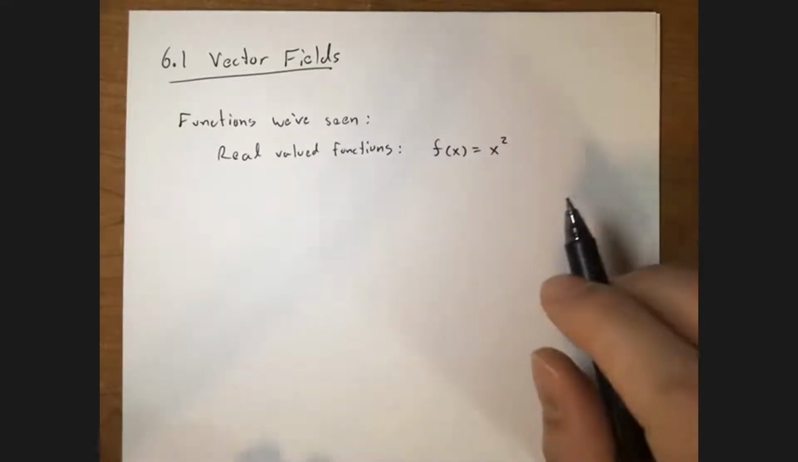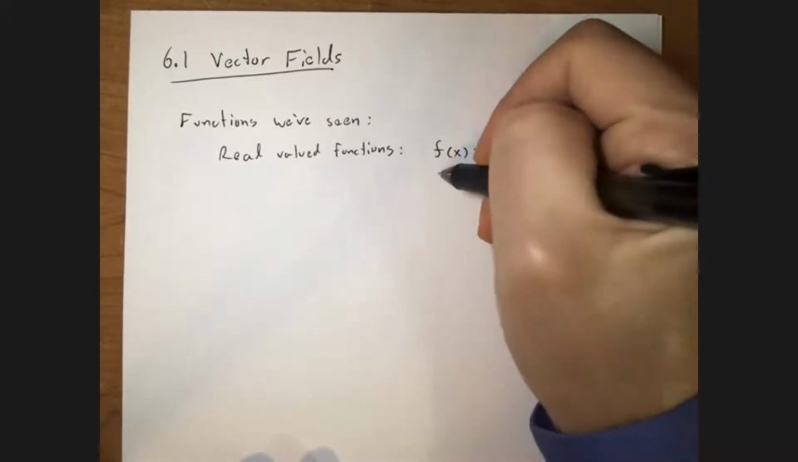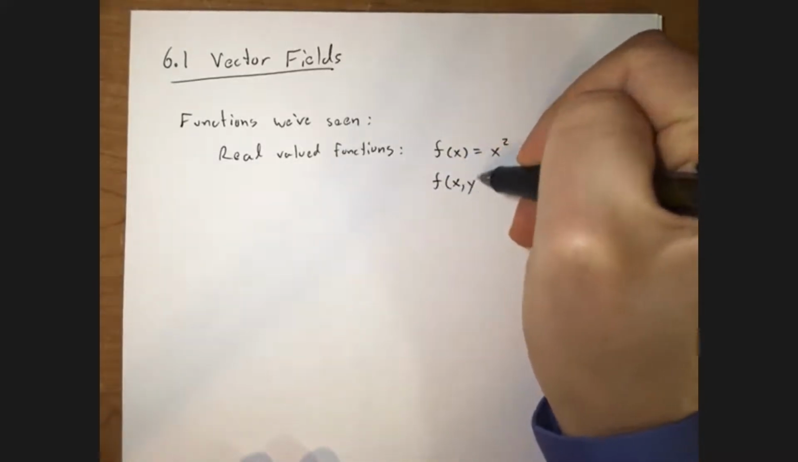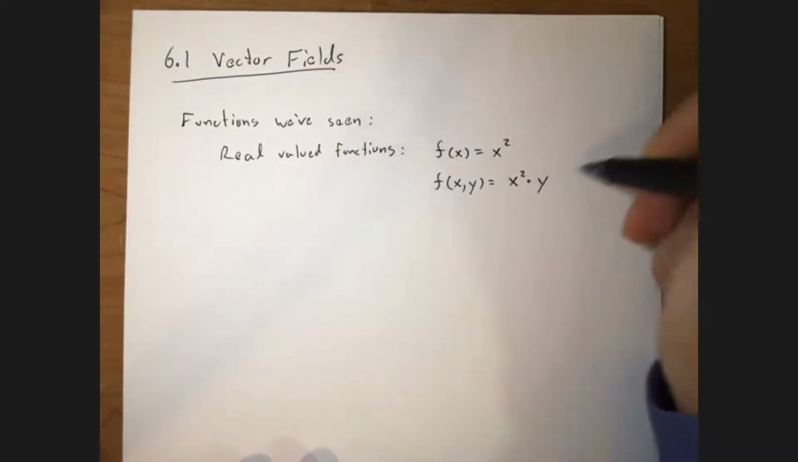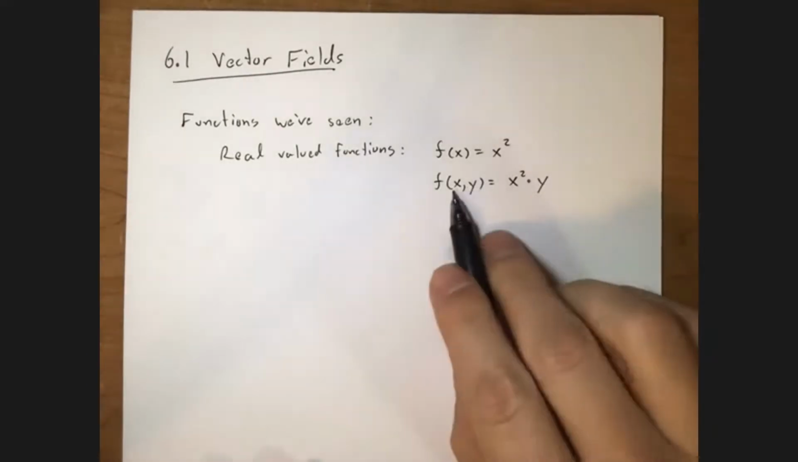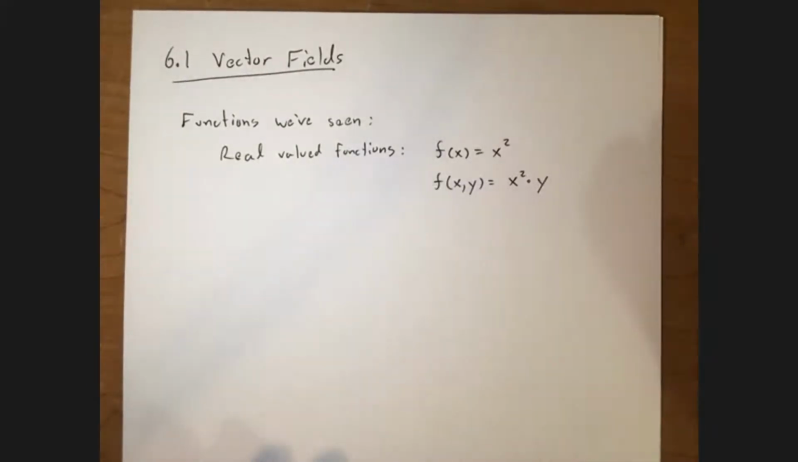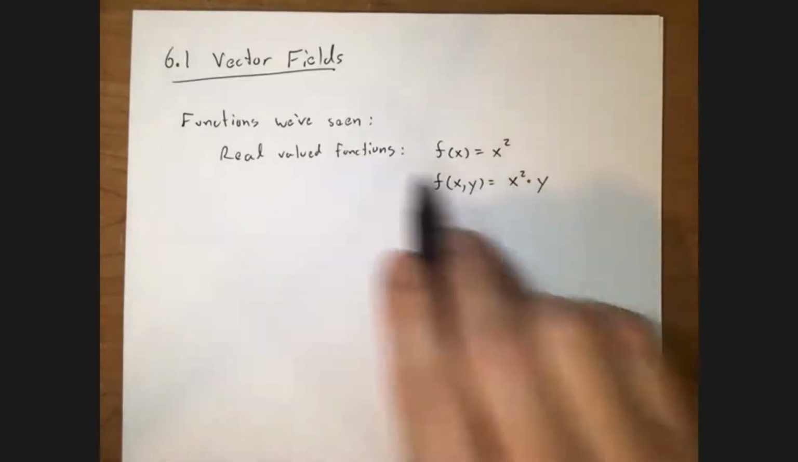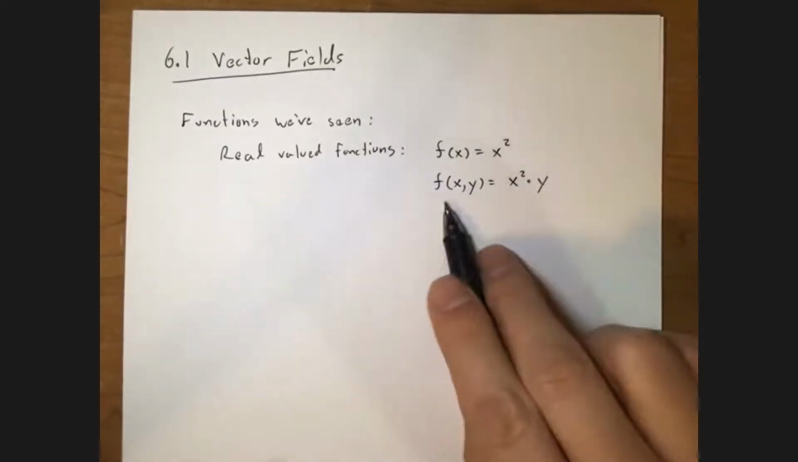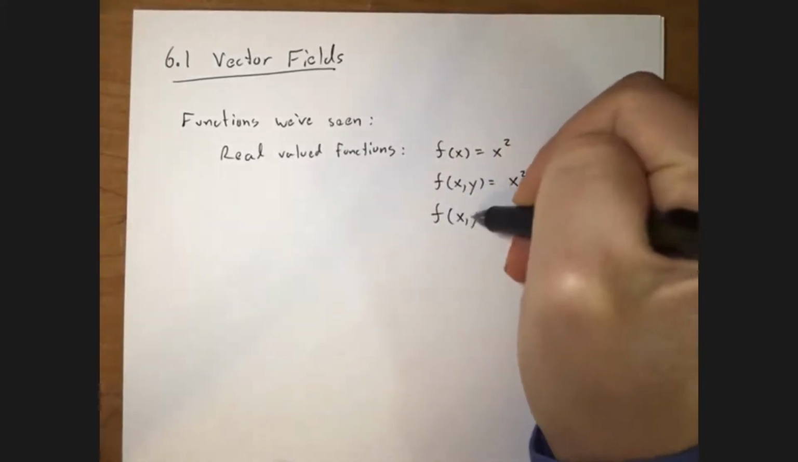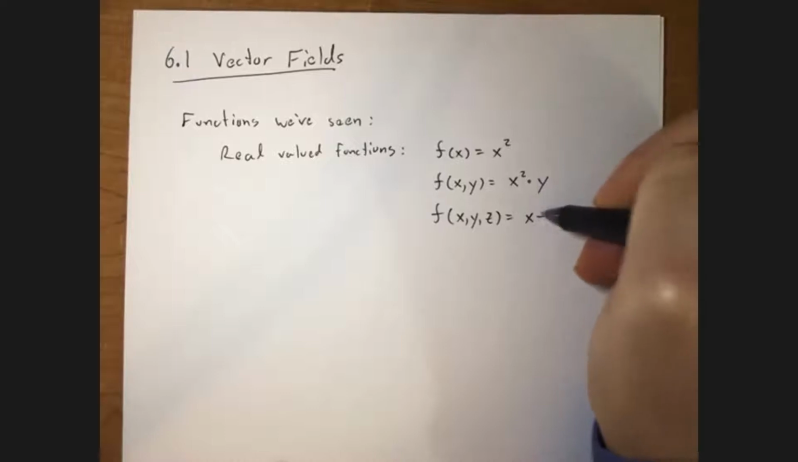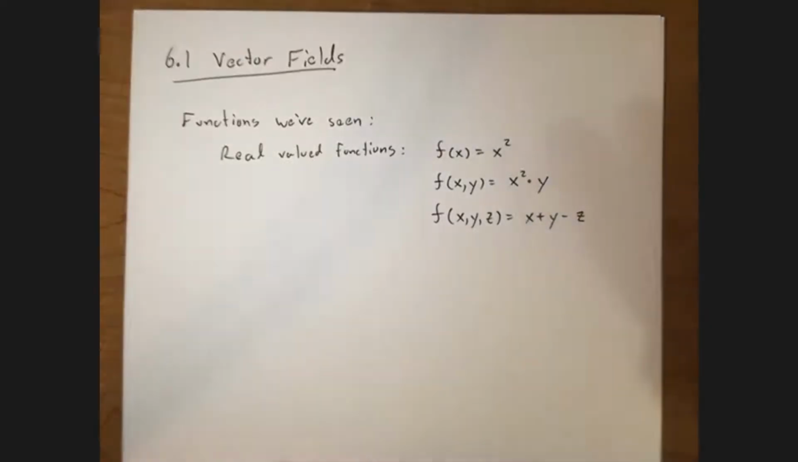We also looked at real valued functions of more than one variable. So we looked at something like f of x, y equals maybe x squared times y, right? So now it's a function of two variables, but it spits out a real number as an answer. So that means it's a real valued function. The value that you get when you plug in things is just a real number. And you can do 3 coordinates as well. Something like this. That defines a plane. The graph of that would be a plane. So these are all examples of real valued functions.